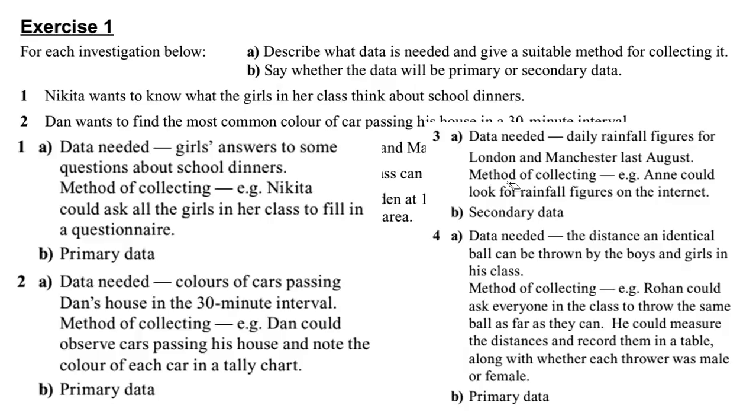So notice that they've really provided details here. For example, he could measure the distances and record them in a table, along with whether each thrower was a male or a female. Because if you're taking a record, you need to know whether it was a male or a female. Okay. And the ball has to be the same. So you're going to use one ball, because if you're using two different balls, then it might not be fair. One ball could be bigger than the other one or heavier than the other one. Right? So use the same ball. So provide as many details as possible.